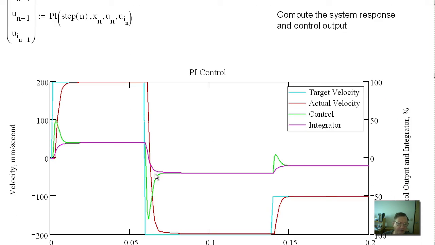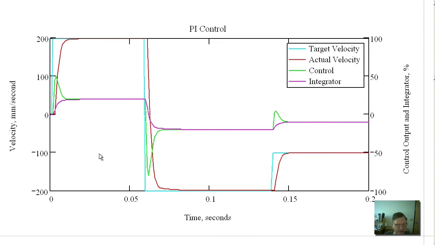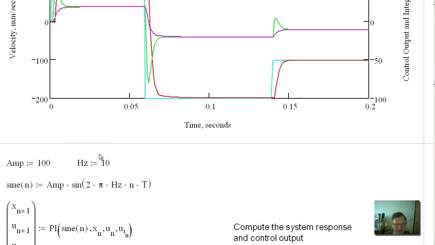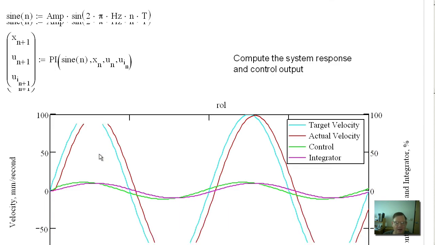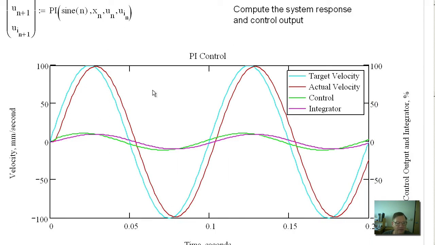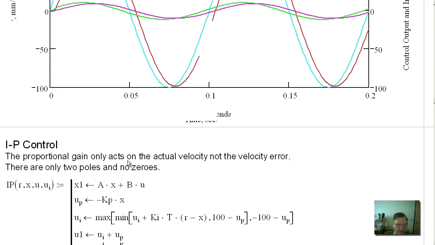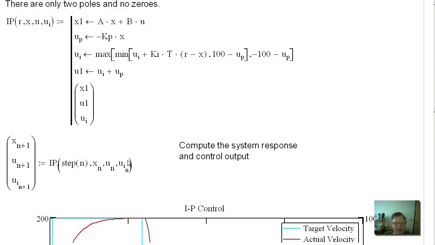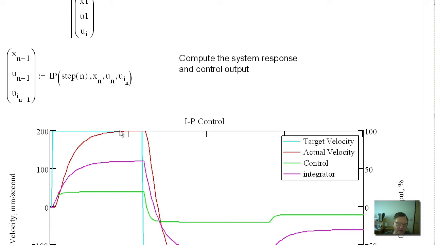You can see that the response is much faster, and it still doesn't overshoot. So that's excellent. Of course, it shouldn't overshoot in theory. Let's look at the sine wave, and you can see that there's hardly any attenuation in the magnitude, and the phase lag is not quite so great as before. I minus P, you can see that it's a lot faster.